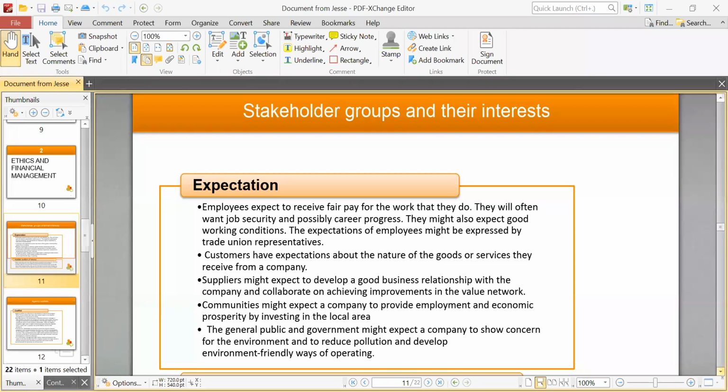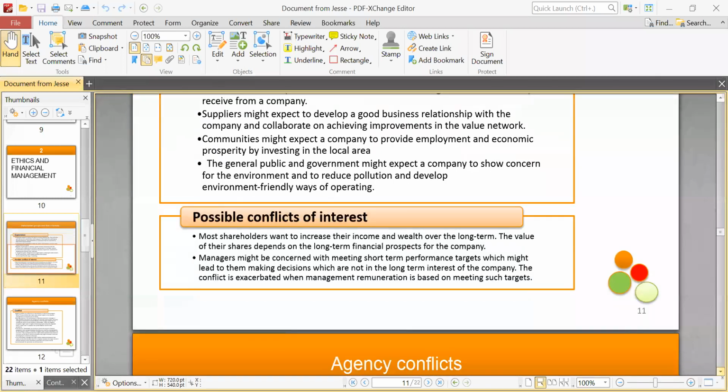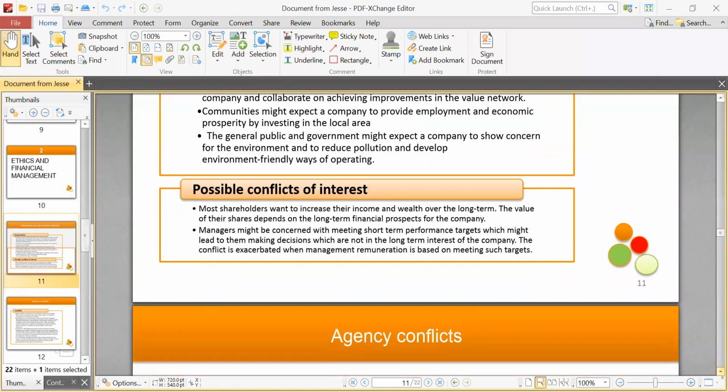So we have employees. What do you think is the interest of the employee in an organization? Job security. Okay, apart from job security? Good working conditions. Apart from good working conditions? Fair wages. Okay, I think you guys have mentioned a lot. So you see, everybody has their own interests, and it is this interest that fuels that stake in the organization.